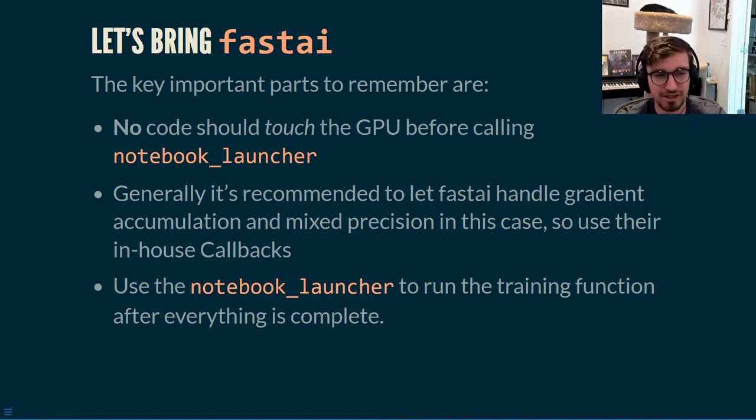No code should touch the GPU before calling Notebook Launcher. The reason is how we pull off this magic: essentially, we spawn the CUDA process. When you first run .cuda on anything, Torch will tell your GPUs, "Hey, I'm going to use you, I'm going to allocate a little bit of memory," and then we go from there. It initiates a conversation between the two.